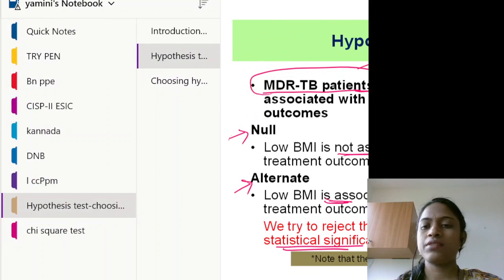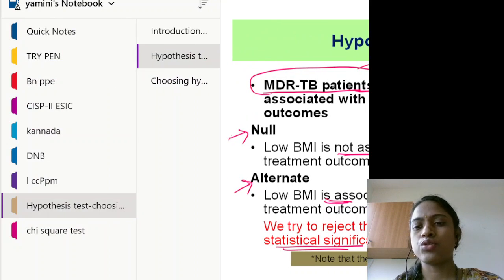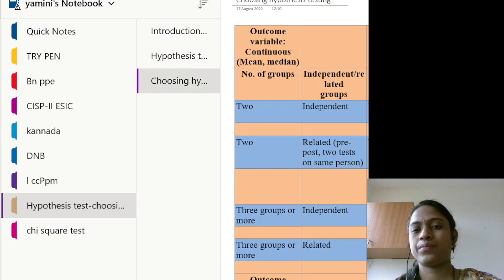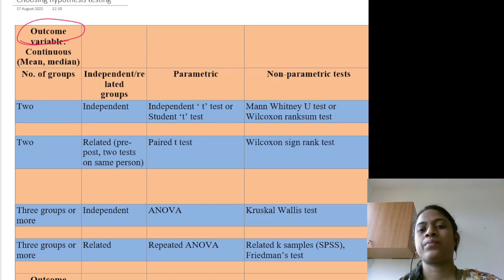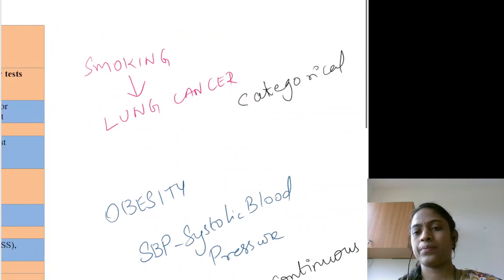So in today's session, we will be dealing with how to choose a hypothesis test. When we try to choose a hypothesis test, the first thing we need to know is the type of the outcome variable. It can be either categorical or continuous. We'll see it with an example.